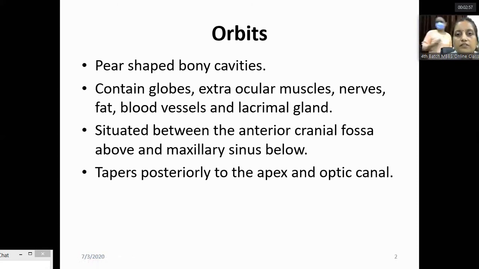So what type of structure is the orbit? It is a pear-shaped bony cavity. What are the contents of the orbit? It contains the globe, extraocular muscles, nerves, fat, blood vessels and lacrimal gland. It is situated between the anterior cranial fossa above and the maxillary sinus below, and it tapers posteriorly towards the apex and optic canal.